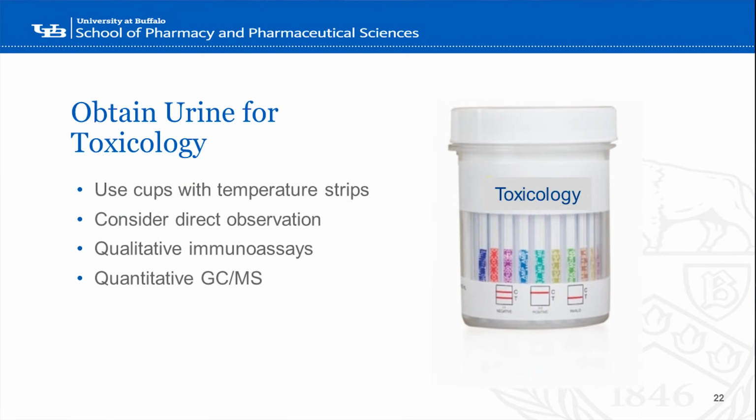Obtain a urine for toxicology. There are many companies that offer point-of-service urine toxicology testing that can be done in the physician's office. Many of these cups will have a temperature strip on there, and you would expect the urine temperature to be about 94 degrees.